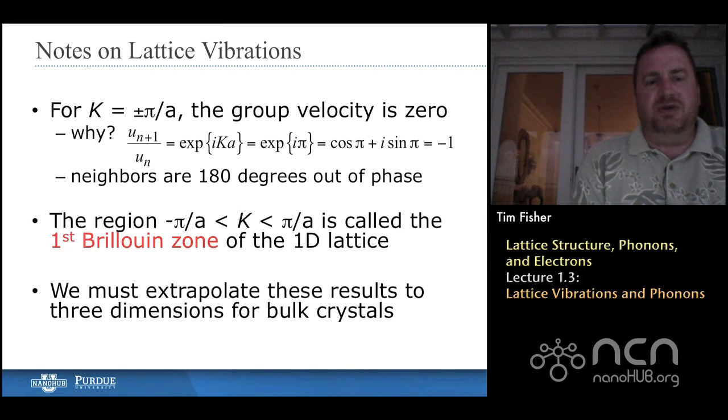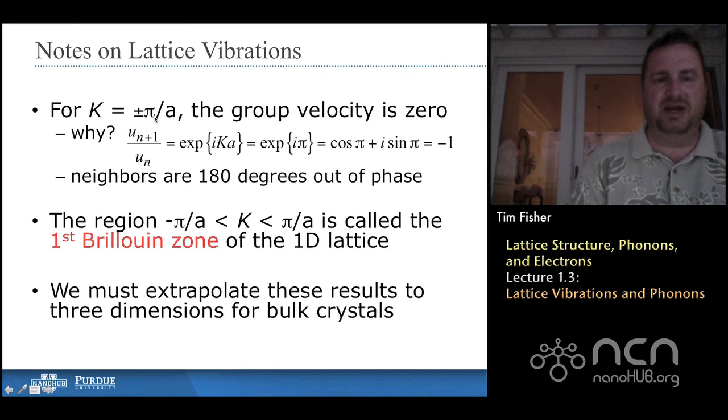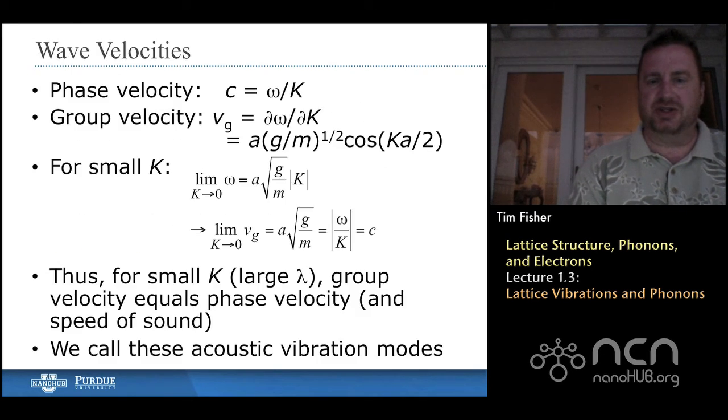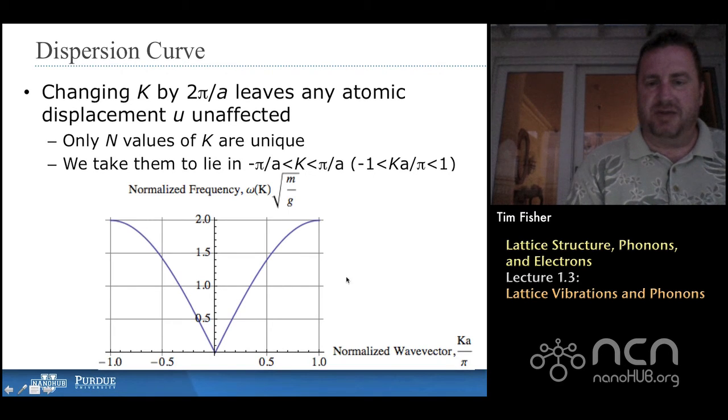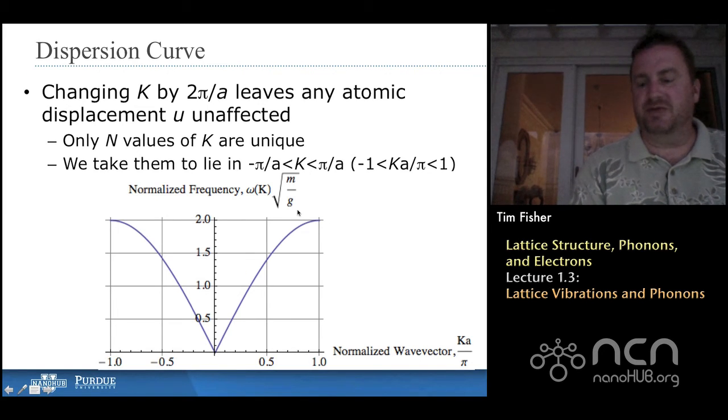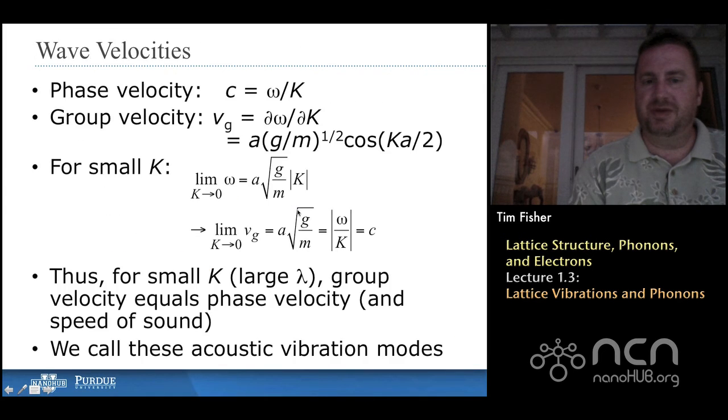So a couple of notes here. When we get to the edge of this unique part of k-space, that's plus or minus pi over a, the group velocity goes to 0, because remember, the group velocity is the derivative of frequency with respect to wave vector. I'm going to go back a couple of slides just to show that. You see that up here, the curve flattens out. This is the top of a quarter sine wave, and so a flat spot in the dispersion curve means that the group velocity goes to 0.